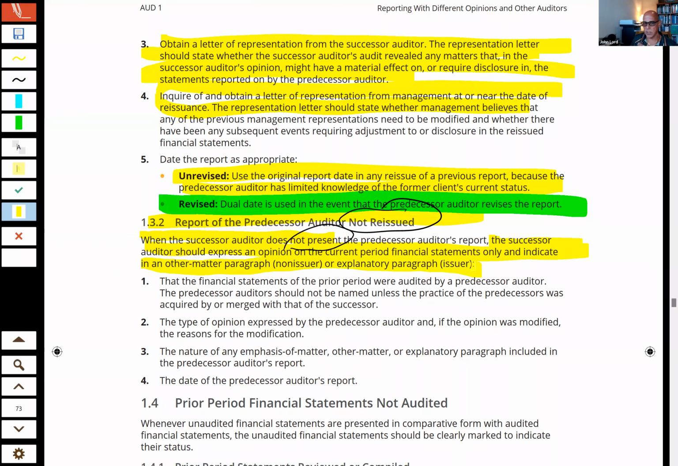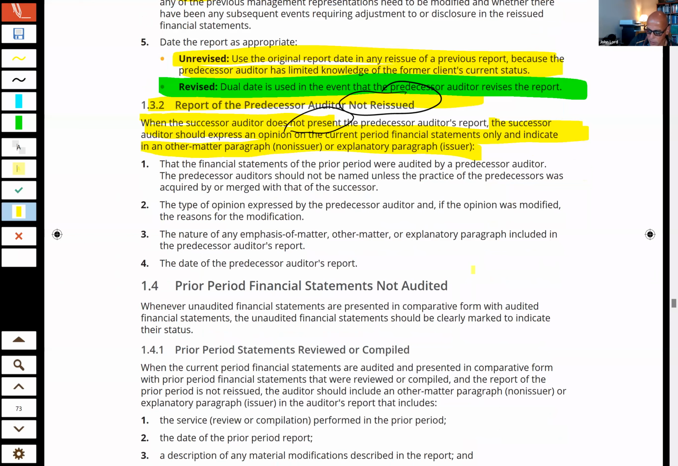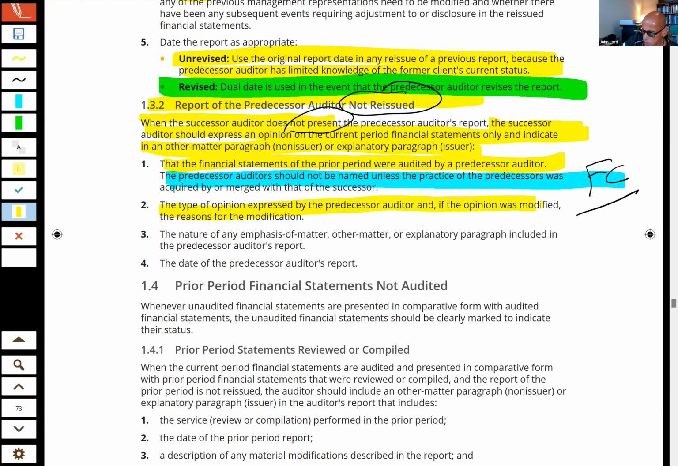and remember, guys, we were now getting more detail as to what we meant about a predecessor auditor and there being an emphasis of matter or other matters or explanatory paragraph, public versus non-public company for those two titles. And we will say that the financial statements were audited by a predecessor auditor, okay? Give me a flashcard right here that in that situation, you do not name the predecessor auditor unless you somehow have acquired their practice.